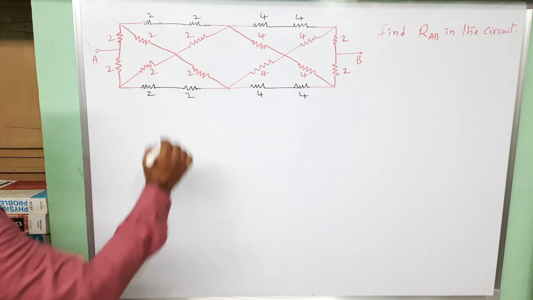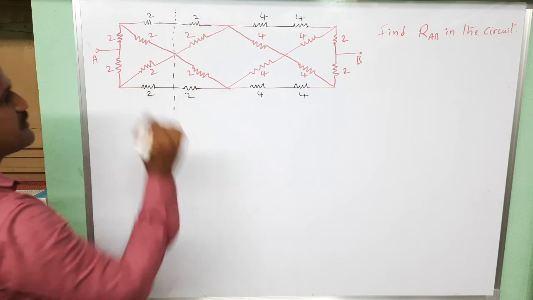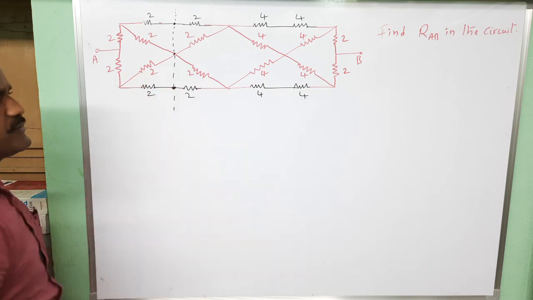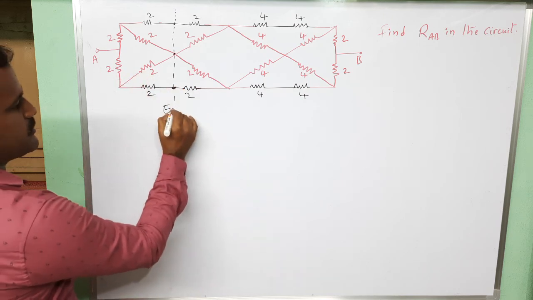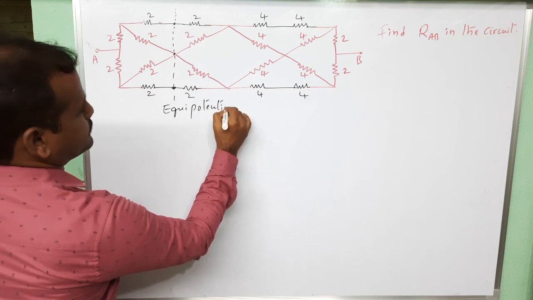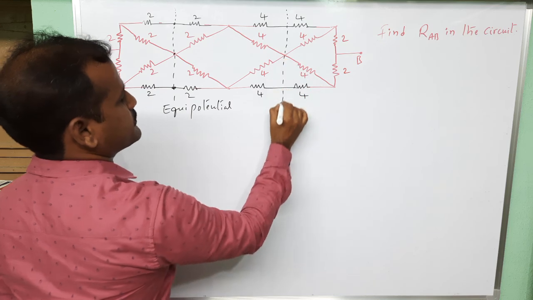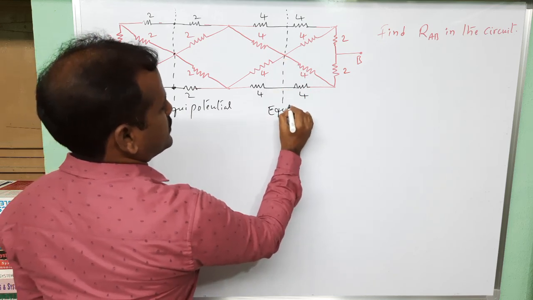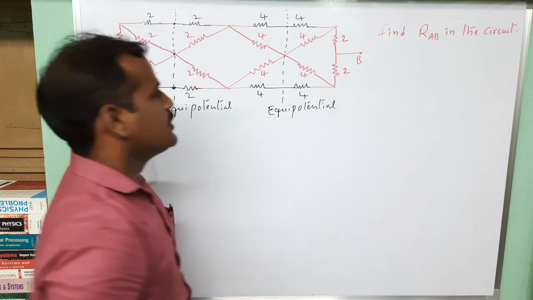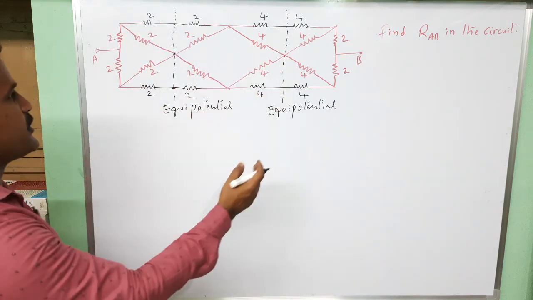Then, in the next step, on this line, each point is at equipotential. So all points on this line are equipotential points. Similarly, on this line, these are equipotential points. So in the next step, we are combining these equipotential points, and the resultant circuit I am plotting now.